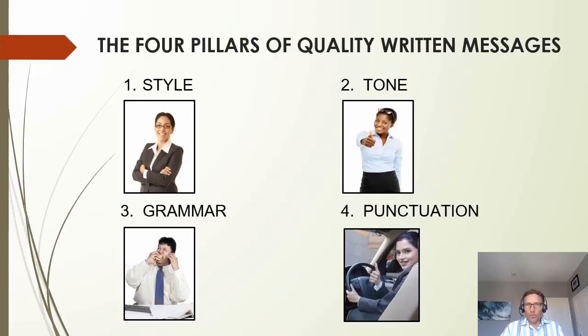And then your fourth pillar is punctuation. So this is when to use commas and when to use quotes and when do you have a period. So we're going to top line each of these. So your 4 pillars: style, tone, grammar, and punctuation.